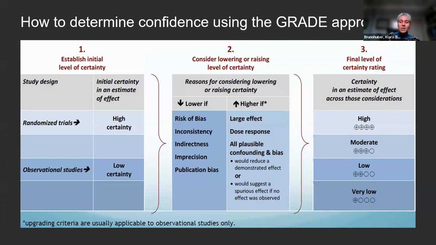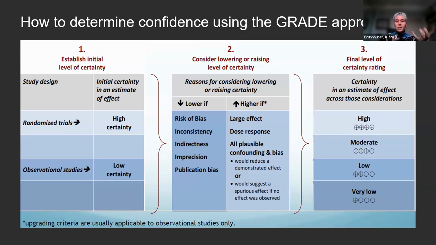But you can also raise up observational studies. If there is a large effect or very large effect, or there's a dose response, which means that you can see that doubling the dose will also lead to a doubling or a relevant increase in terms of the response. And then also the third one is if you take all plausible confounding and bias together, all of these would reduce the effect, but you still find an effect. That is also a reason to increase the certainty of an observational study.